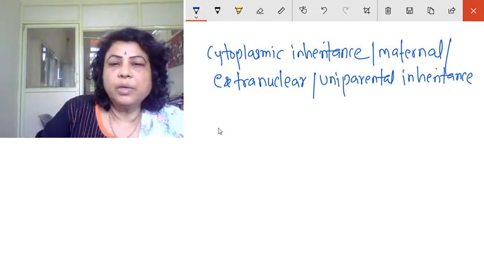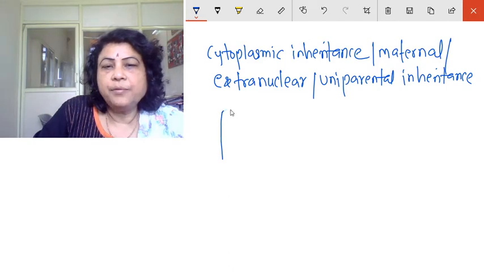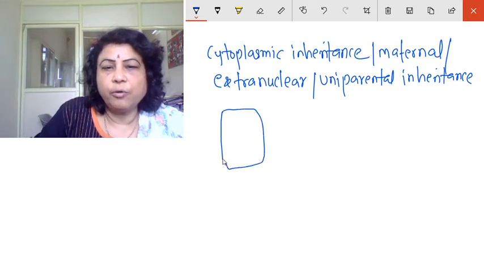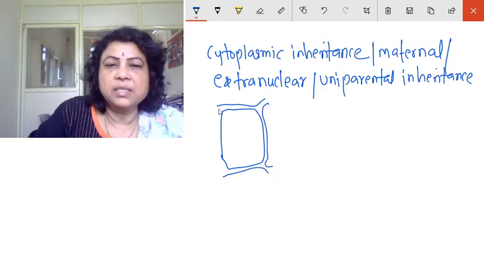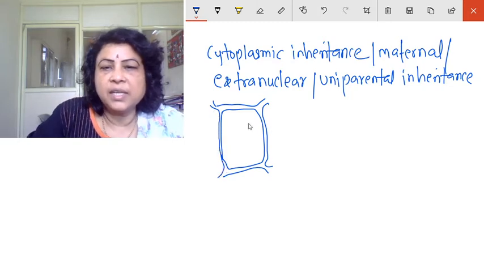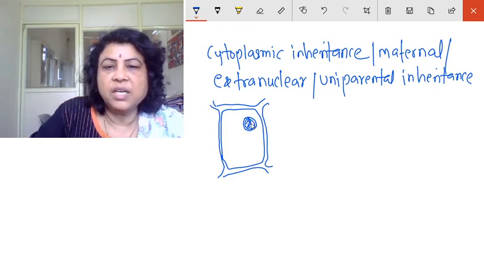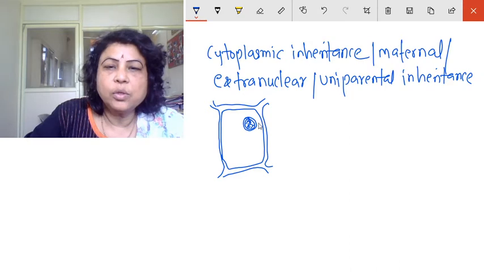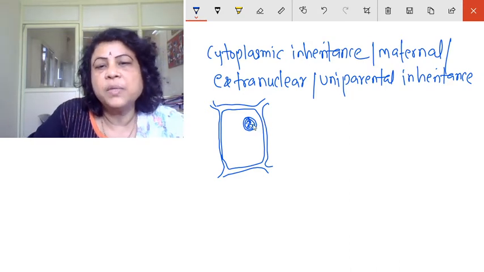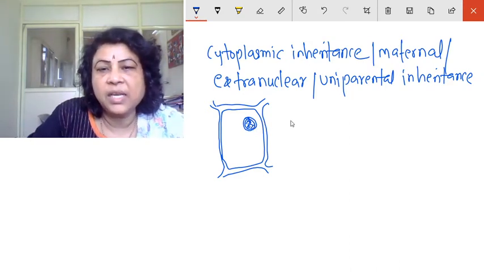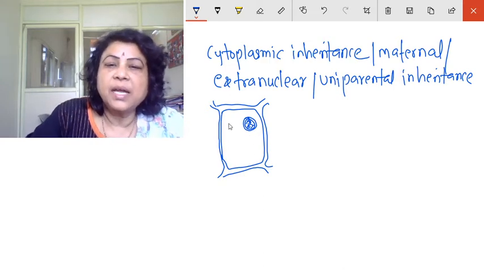Okay. So we know that if we study the structure of the cell, inside it has the nucleus, and inside the nucleus all the genetic materials are enclosed. It is the nucleus inside which all the chromosomes or genetic materials are enclosed. So the inheritance of this nucleus is known as nuclear inheritance.